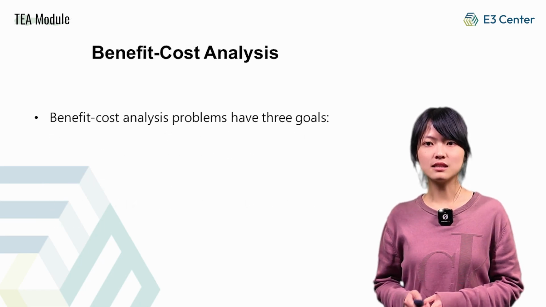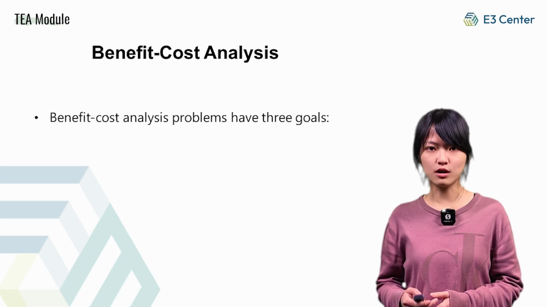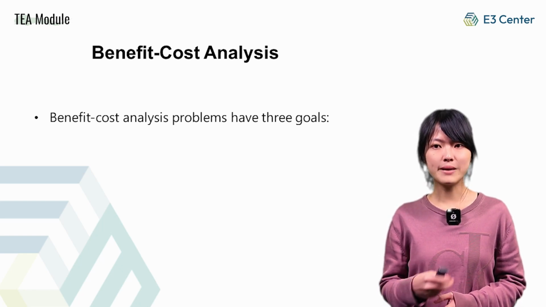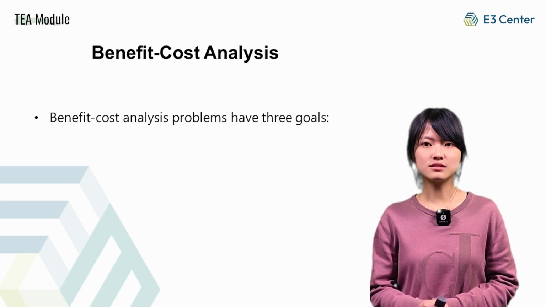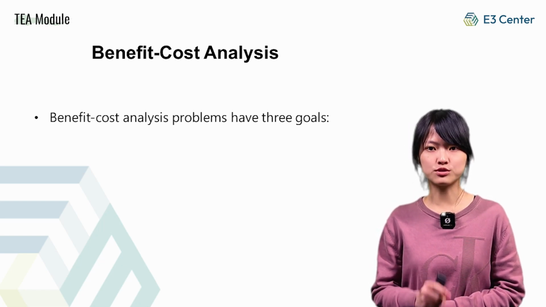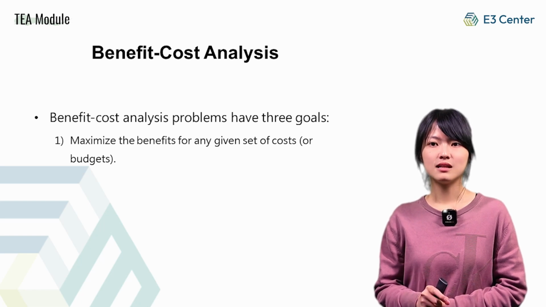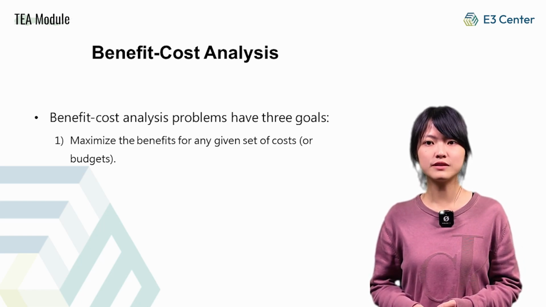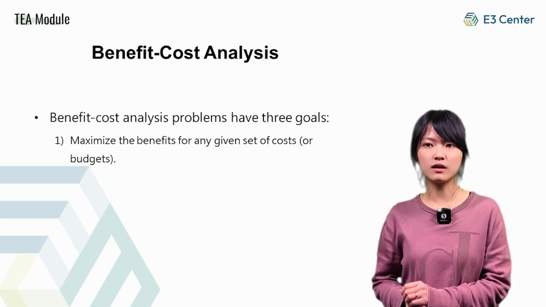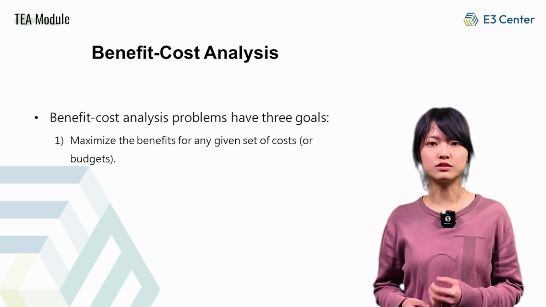Benefit-cost analysis is the systematic approach used to evaluate outcomes of projects by comparing their cost to their benefit. This analysis can serve multiple objectives. First, maximizing benefit. The primary goal is to achieve the highest possible benefit for any given set of cost or budget. This ensures efficient use of resources.